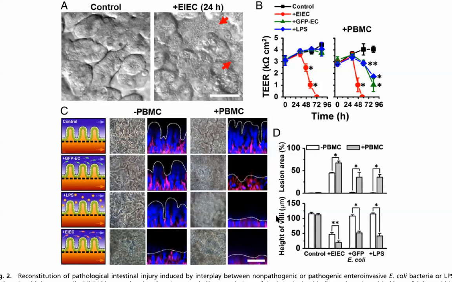Not only is the height of the villi decreased, but also the lesion area. When they add this PBMC, all the groups actually have an increased lesion area compared to the control. So this tells us that both the bad bacteria and the immune cells play a key role in the inflammation and injury process in our body.